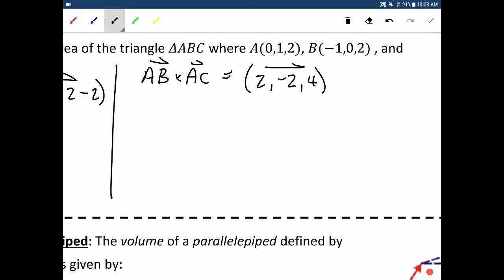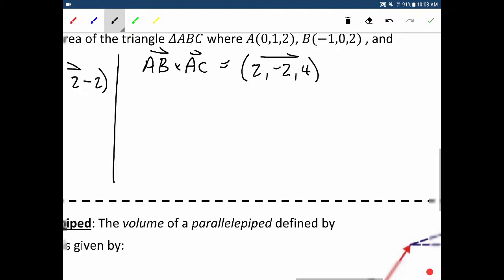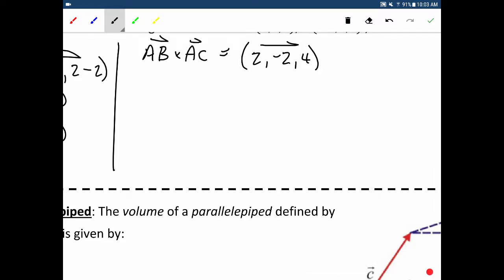So all that's left then is we need to say, well, the area is 1/2 of the magnitude of 2, -2, 4.